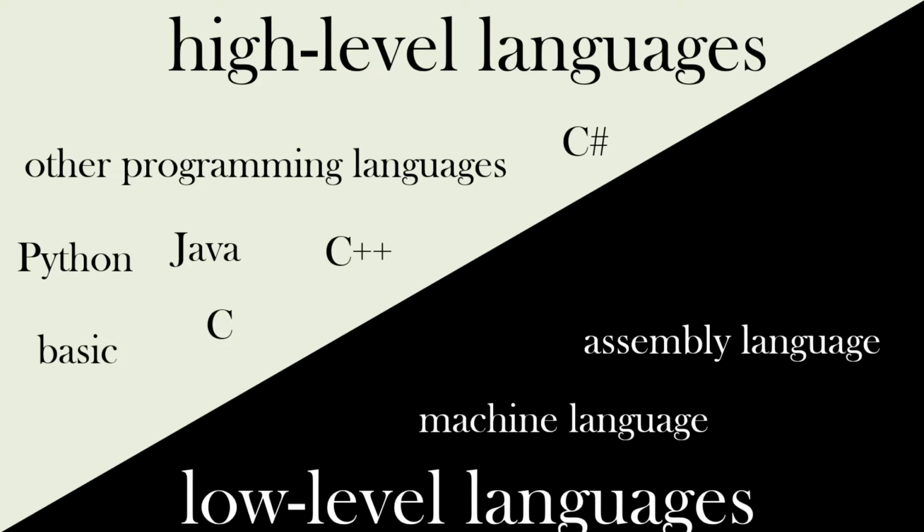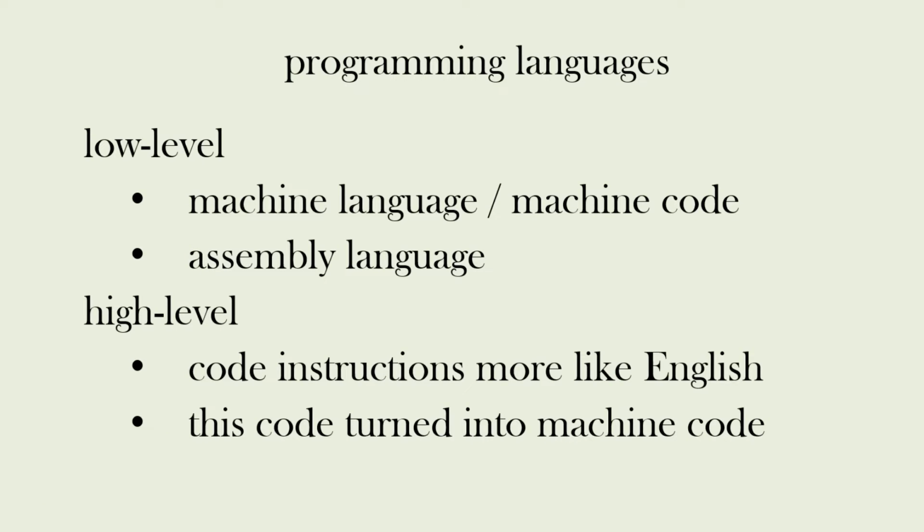If it's similar to our language, we can call it a high-level language. So this includes English words, for example. So we have many different types of programming languages. You may have heard of a few, like C and Python and Java. And there are low-level languages that the computer understands. So machine language, the zeros and ones, and also assembly language. High-level language, more like English, more like human language, and this code is turned into the machine code.